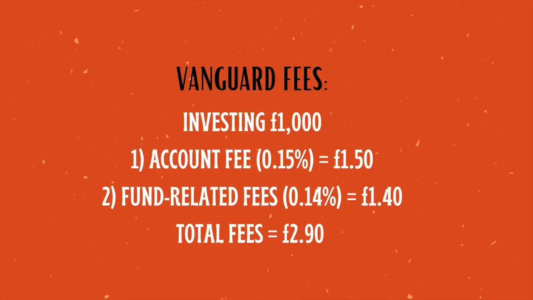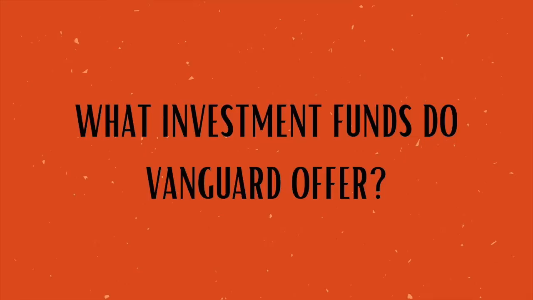Now for a bit of context, let's say that you are going to invest £1,000 into the Vanguard FTSE 100 Index Accumulation Fund. You would be charged 0.15% as an annual account fee, and then you would also be charged a fund-related fee of 0.14%. So if you add those two fees together, that is a grand total of £2.90 per year. Of course, keep in mind that is £1,000 invested, and if you're paying £2.90 per year, that is considered a pretty low fee.